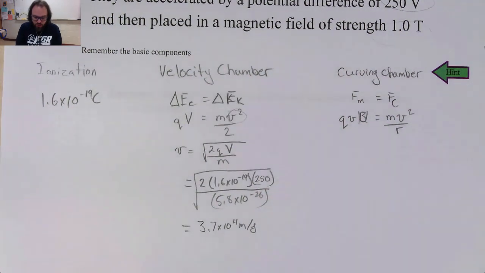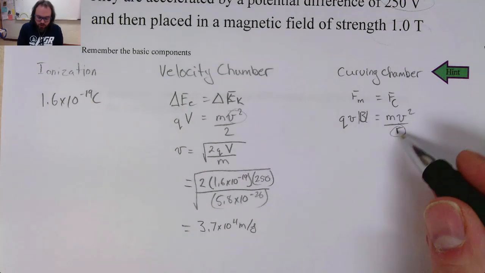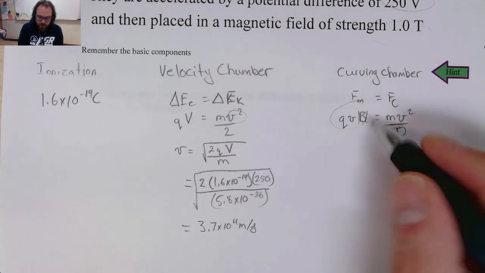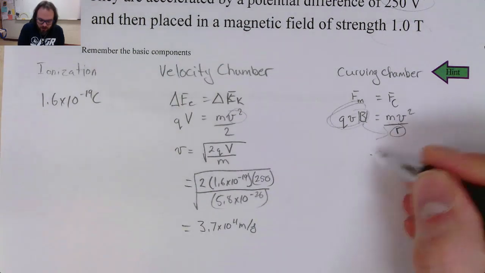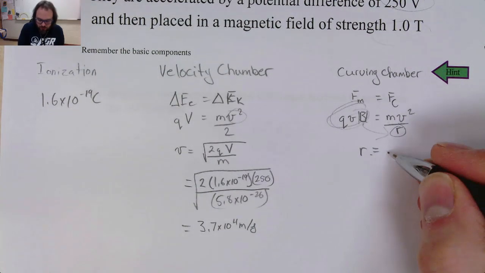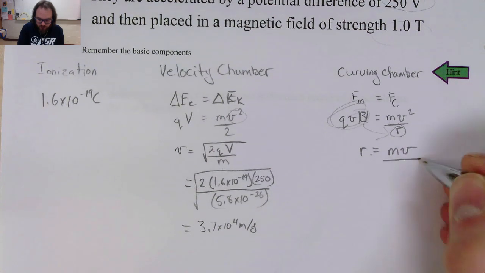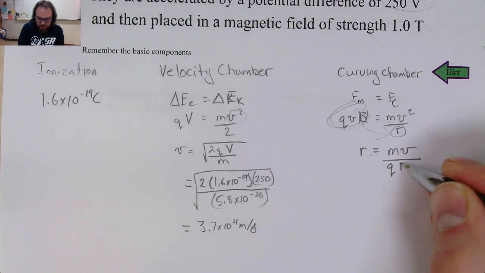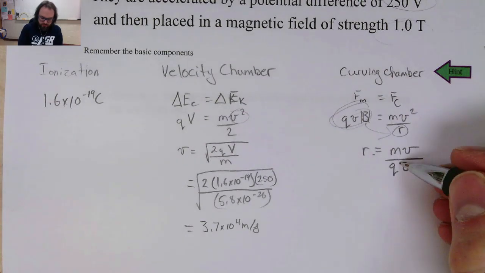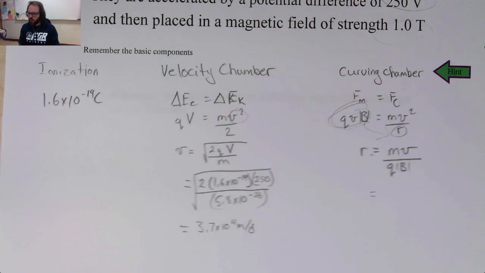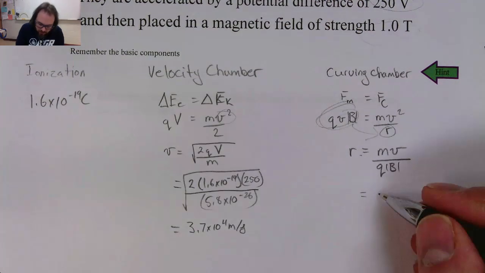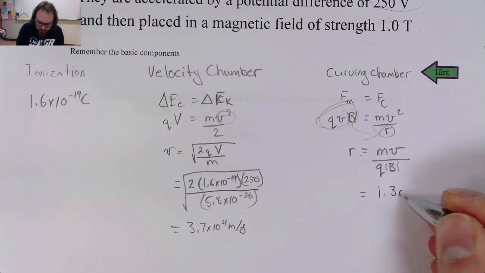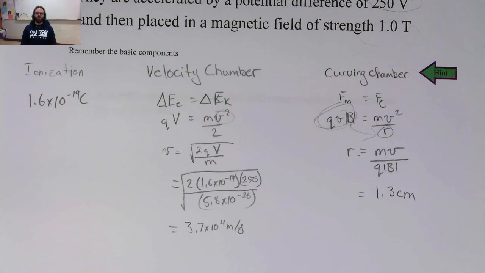Here, we're trying to figure out what the radius is. So I'm going to rearrange this, put radius there, and divide by all of the other terms. I'm just going to swap those around. So I'm going to end up getting my radius is equal to mass times velocity divided by charge times my magnetic field. Now I'm just going to plug in everything I know. I plug in all the variables that we know from above, and we end up getting 1.3 centimeters.